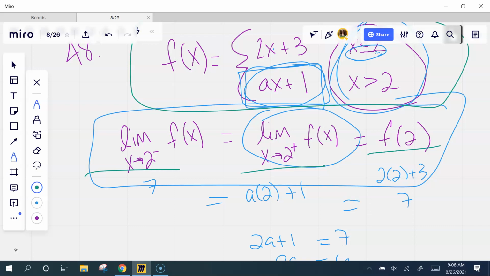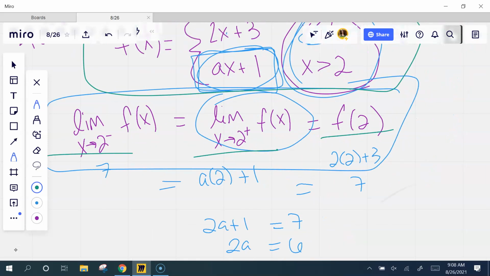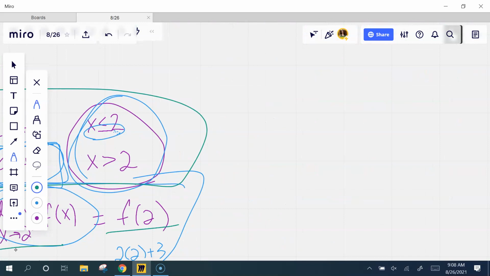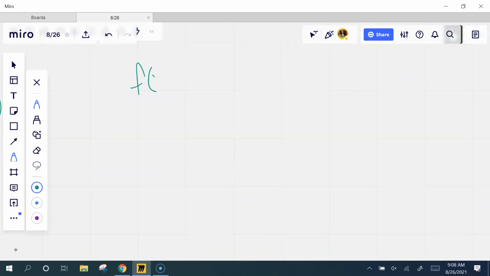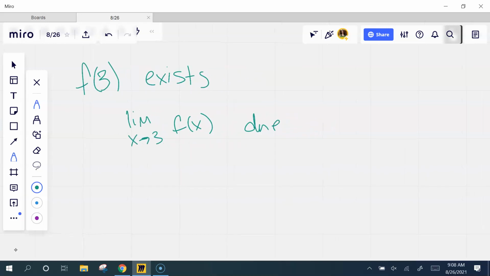Can you sketch a graph where f of 3 exists, but the limit as you approach 3 does not? In other words, this exists, this does not. Sketch it. It would be like a jump. Not a jump, but like it would be like here. There are multiple different ways you could do this. Sketch a graph and let's see what kind of graphs we come up with.